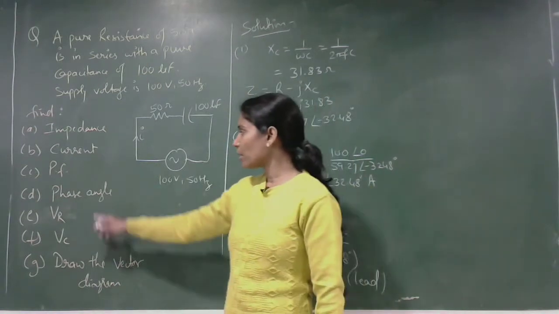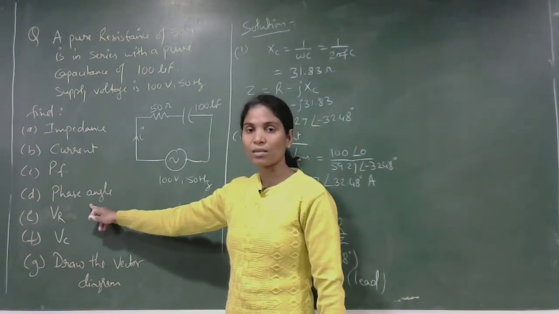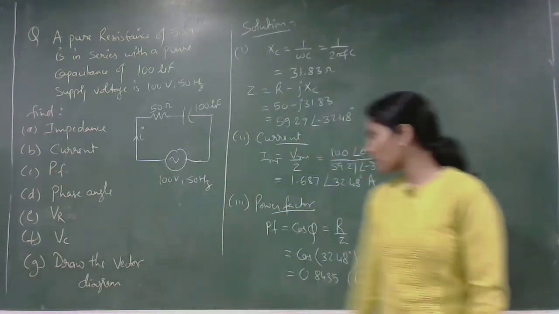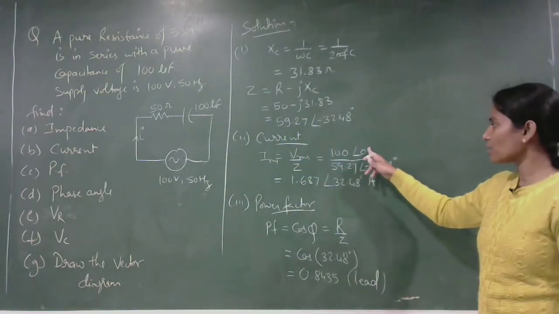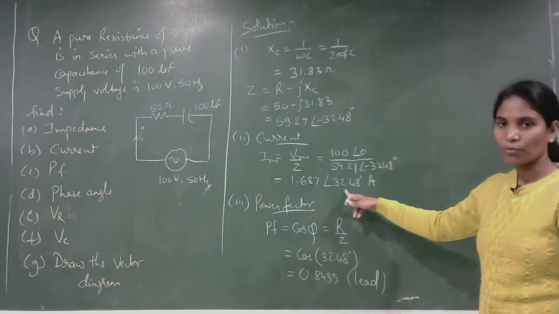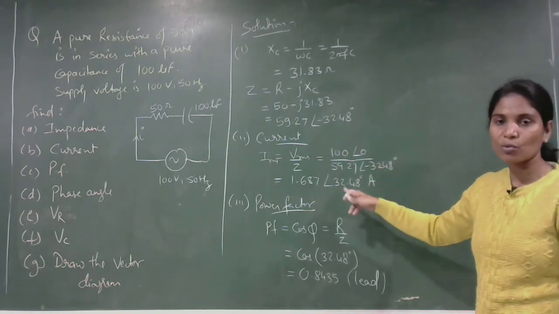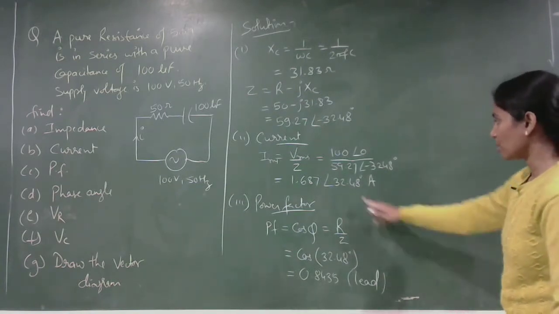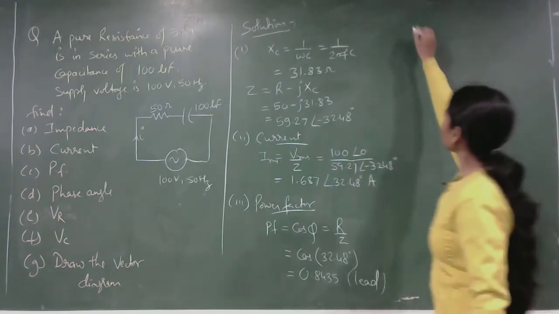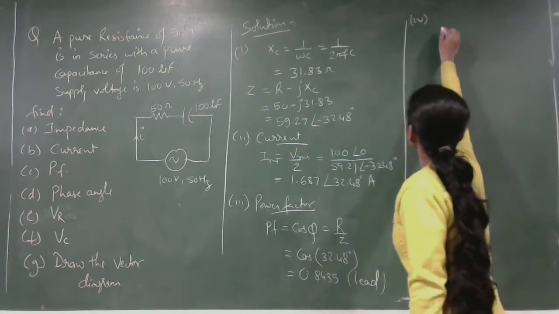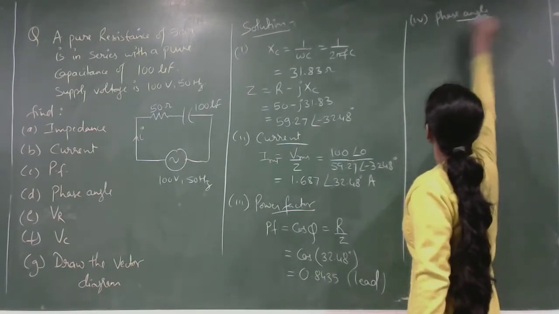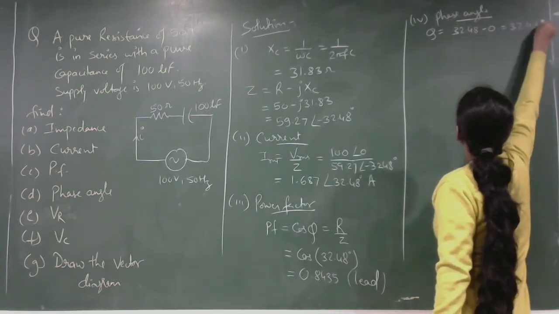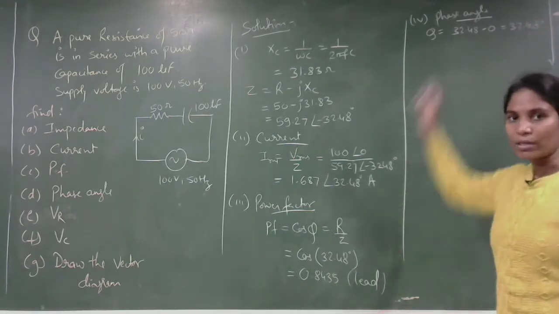Now what is next? Next we have to calculate the phase angle. That is the phase difference between voltage and current phasor. Here we can see the current is at 0 degree and voltage is at 32.48 degree. So what is the difference between 0 and 32.48? That is 32.48. So the phase angle is this value, let's write it here. So this is about the fourth bit.